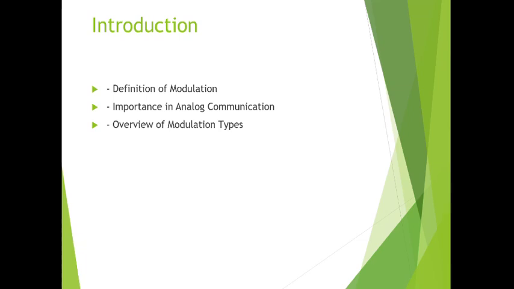To begin with, let's understand what modulation is. Modulation is the process of varying a carrier signal to transmit information over a distance. It plays a crucial role in analog communication as it enables efficient transmission, reduces noise, and allows multiple signals to be sent simultaneously. In this presentation, we will explore different types of modulation, including amplitude modulation, in short form AM, frequency modulation, in short form FM, and phase modulation, in short form PM.